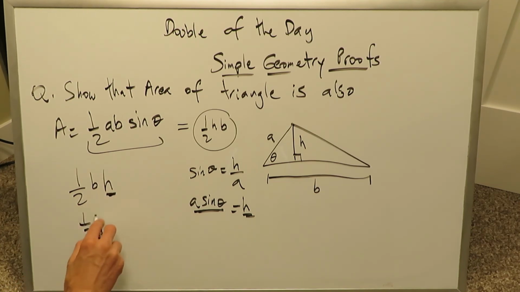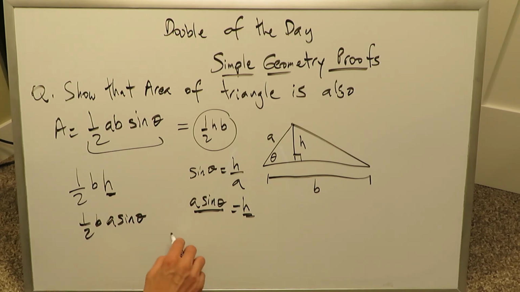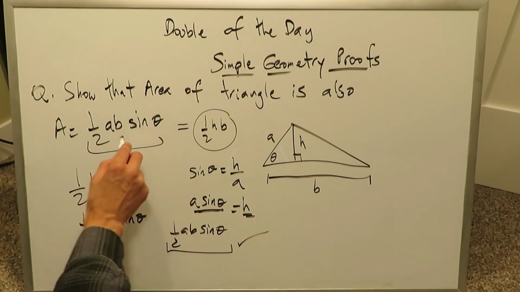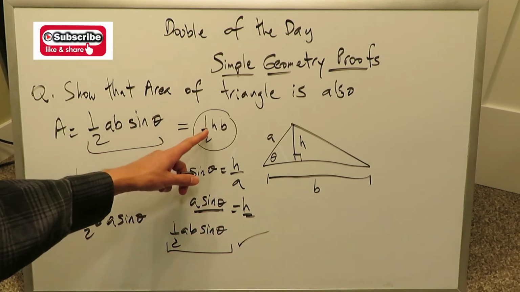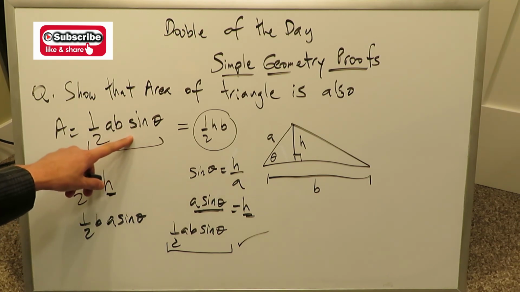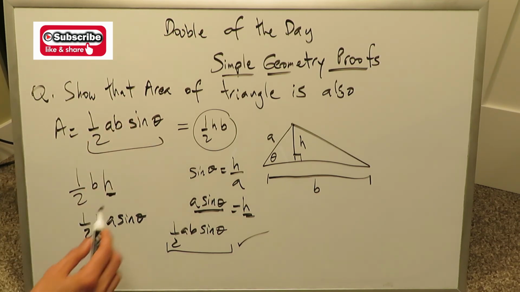So you get half B A sine theta, and you can rewrite this as half A B sine theta, because order does not matter when you're doing a product of variables. This thing is the same as that. And this right here is what we were trying to show. So half base times height for a triangle is the same thing as half AB sine theta. And this is a useful formula for you to remember. And you might see it sometime.